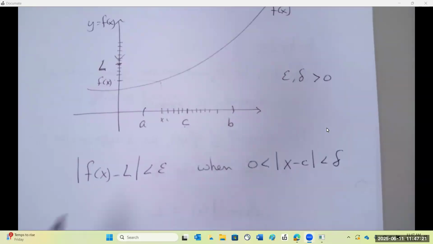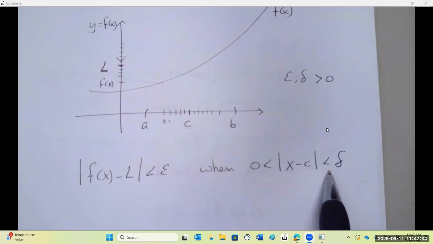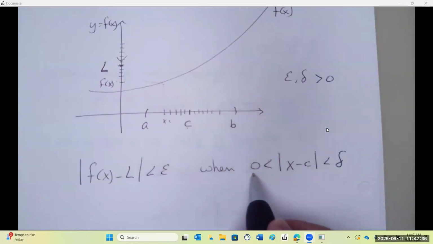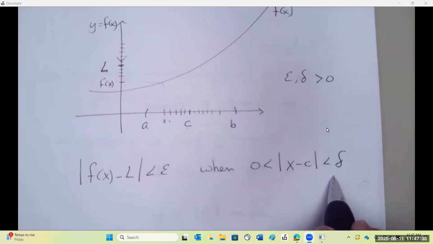And so if we're here. Because the distances cannot be negative, we never actually have absolute values. But because they can't be negative, they have to be positive. They have to be greater than 0. The delta defines that. So it has to be greater than 0.